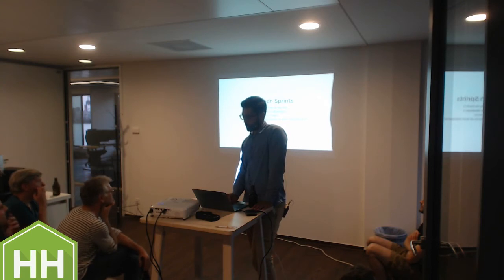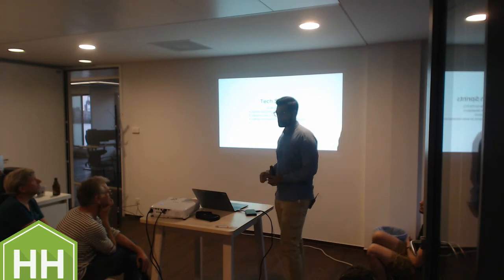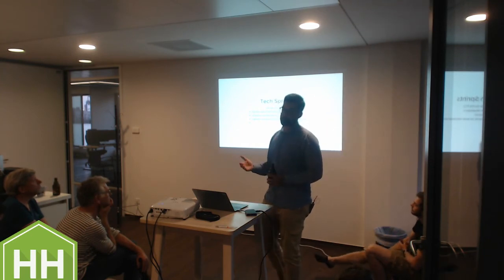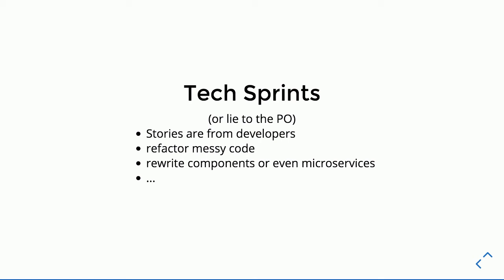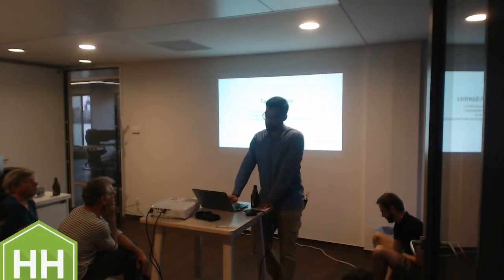No POs here, I hope, from us. But other than that, we also introduced some tech sprints in some teams, which means like every fifth sprint the PO has to shut up and the developers can create their own stories, what they think is necessary, what they think needs to be refactored, rewritten, different tech in there, different library, whatever. They can do whatever they want simply to make them happy, to make the code maintainable, the application maintainable, and to ensure that the tech in there is future-proof, which the PO mostly can't judge.